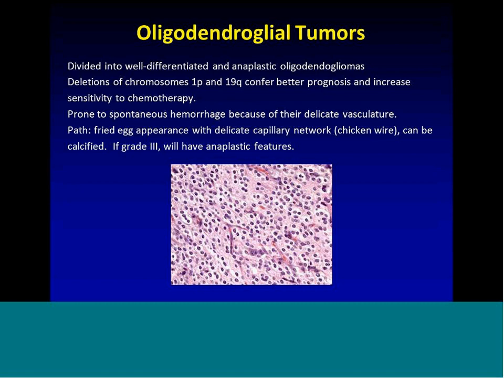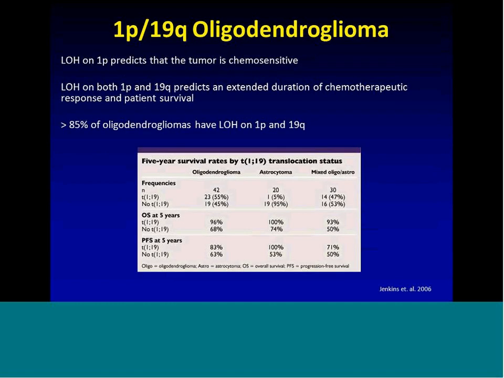And when this is the pathology, this is the classic pathology, it's monotonous cells. It looks like this little fried egg, and in the background you see this fine vasculature, it's called chicken wire vasculature. Okay. And this is just an example showing how the patients that have 1p19q deletion have a much better prognosis.